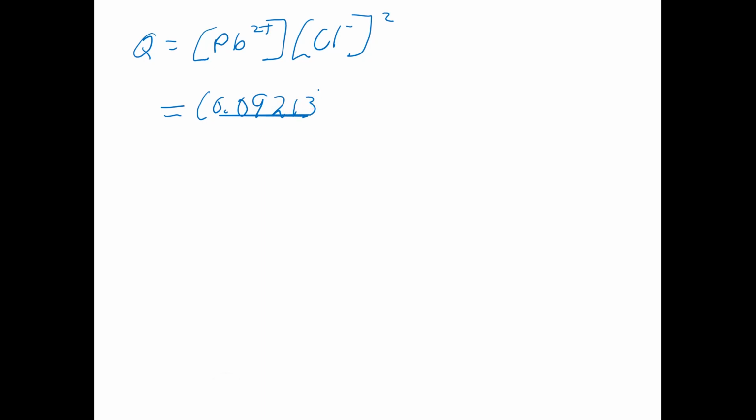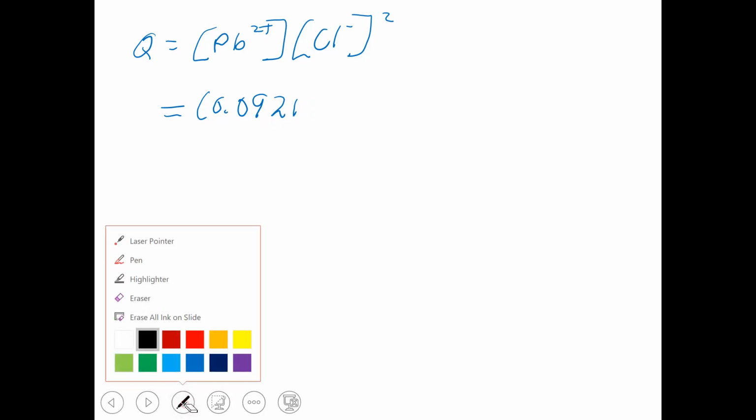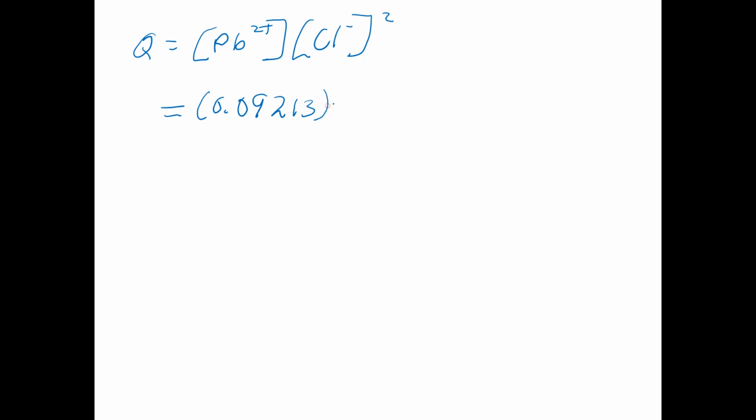So we said Q is equal to the concentration of lead times the concentration of chlorine squared. So we take 0.09213 times 0.01059 squared. And if we multiply that out, we get 1.03 times 10 to the negative fifth.